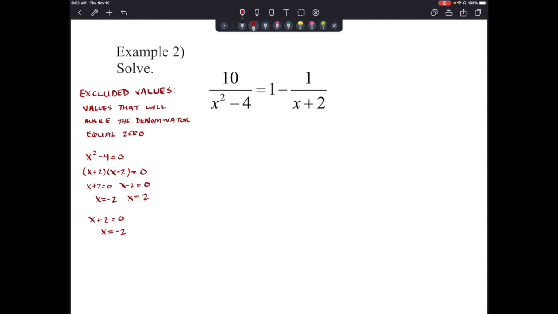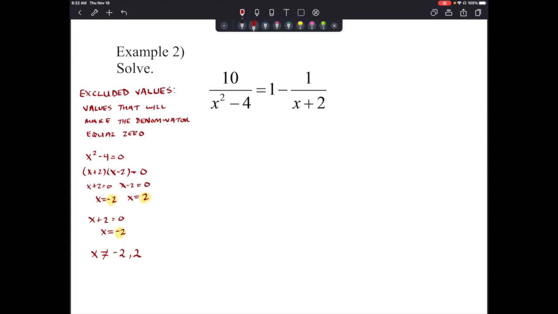So here's the thing with these. We're going to say here that x cannot equal negative 2 and positive 2. Those are the only values that show up as excluded values. So x cannot equal negative 2 or positive 2. So when we solve this, if x ends up equaling one of those two values, we have to throw that answer out. So let's look at solving this one now.